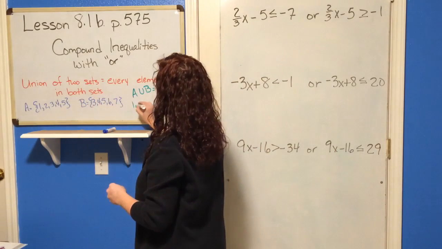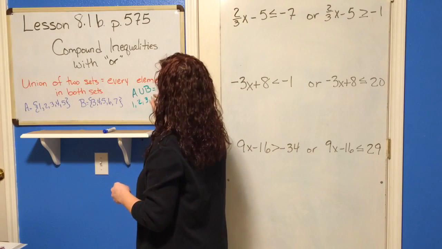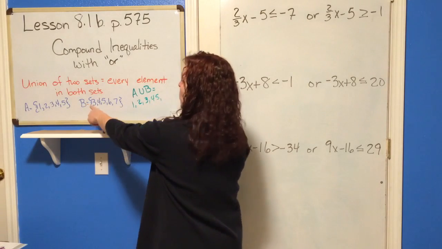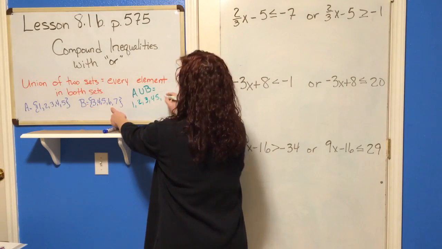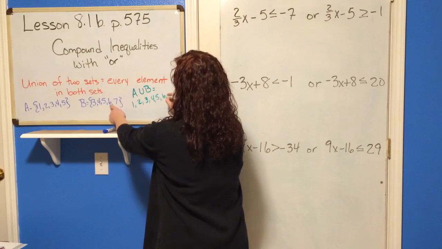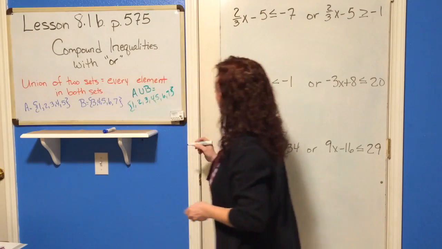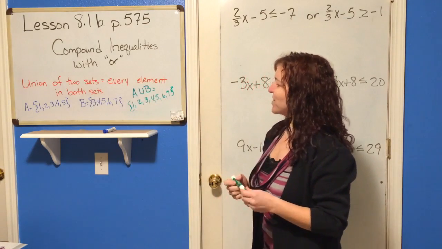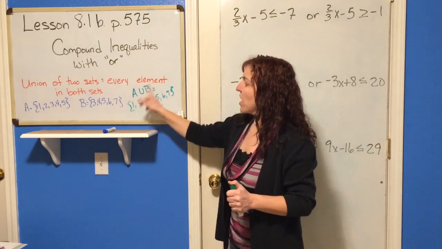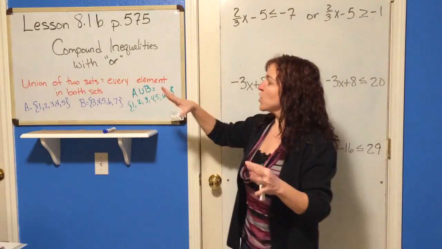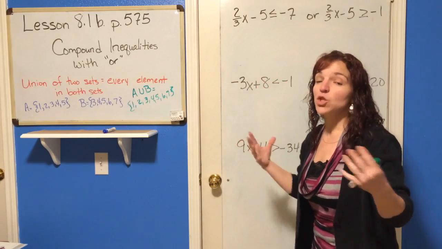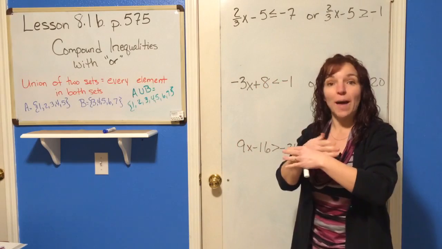So we would have 1, 2, 3, 4, and 5 from A. We already have 3, 4, and 5 from B, and then we're also going to have 6 and 7 from B. So the set 1, 2, 3, 4, 5, 6, 7 would be the union of A and B. So the union is every element in both sets. So that means that they don't have to overlap.